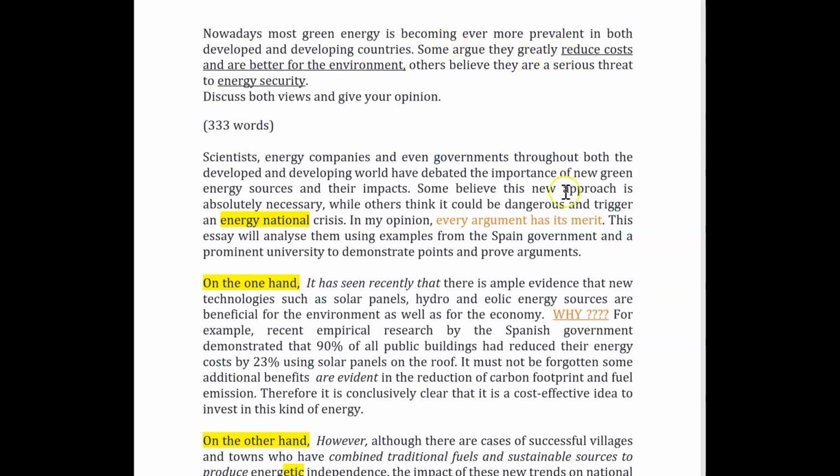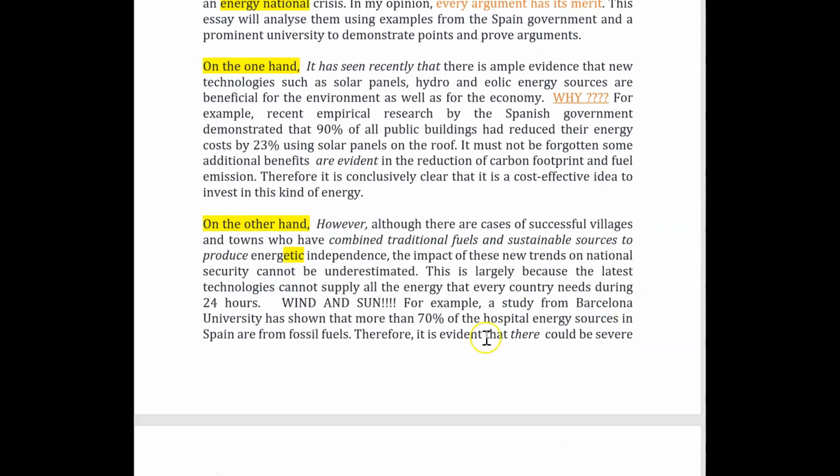I was just going back to this reduced costs. So yes, you've talked about they've reduced their energy bill. I think it might be worth saying as well, they're expensive to install, but in the long run would reduce costs. And then serious threat to security. Yes, so you've addressed this.